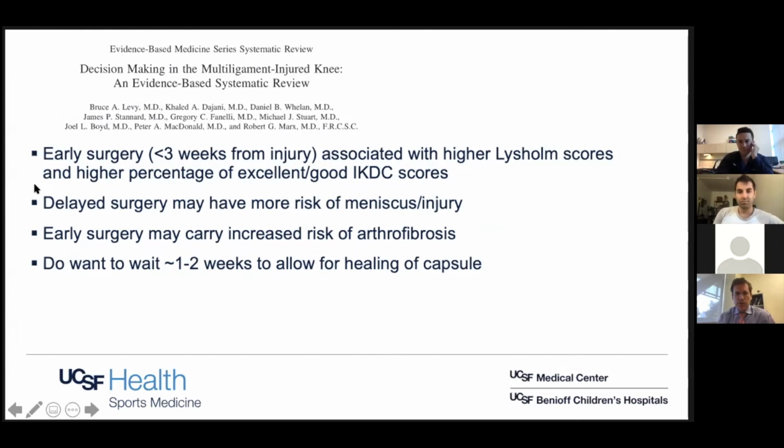Delayed surgery from other studies does have more risk of meniscus injury and cartilage injury. But then with early surgery, you may have an increased risk of arthrofibrosis and stiffness. You also, if you're doing this arthroscopically, want to wait at least a little bit, especially for an injury like this where the capsule is completely disrupted, and have that capsular healing, or else you'll just extravasate into the leg, potentially have compartment syndrome as a result.